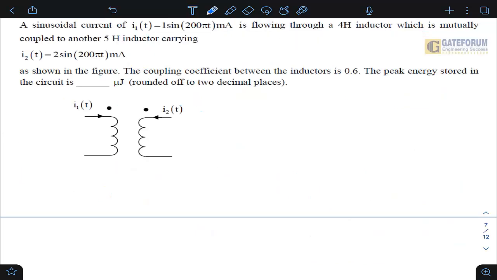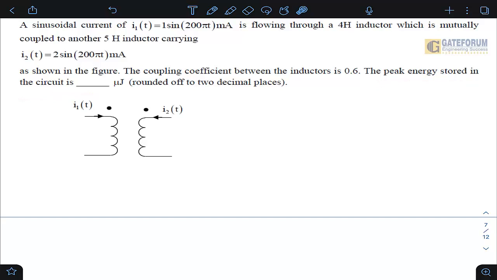This question was asked in GATE 23 of Instrumentation. This is from the Network subject and from the coupled circuit topic. The question is: a sinusoidal current i1(t) is flowing through a 4 Henry inductor which is mutually coupled to another 5 Henry inductor carrying a current of i2(t). The coupling coefficient between the inductors is 0.6. The peak energy stored in the circuit is dash microjoule.